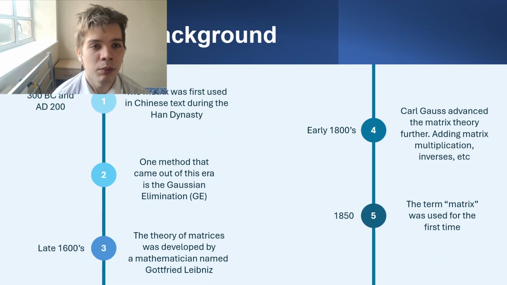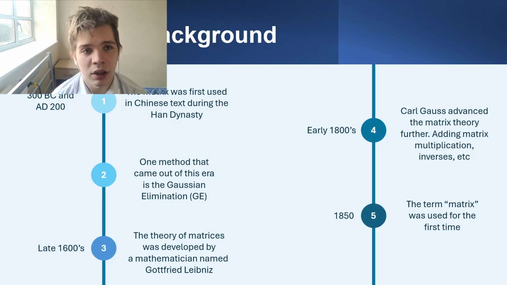Now, I will provide some brief historical background. So, the matrix was first used in a Chinese text during the Han Dynasty, somewhere between 300 BC and 200 AD. One method that came out of this era is the Gaussian elimination method, which is used to turn the matrix into its row echelon form.